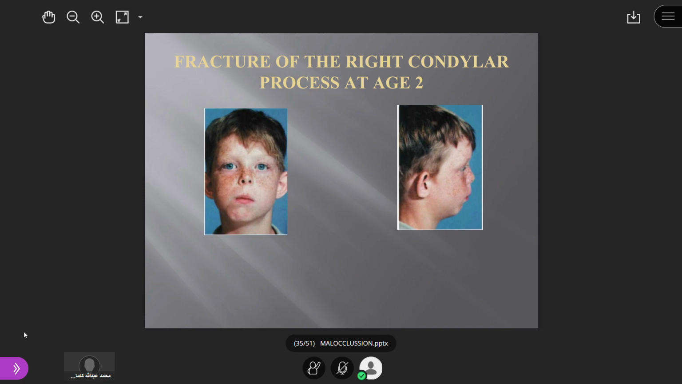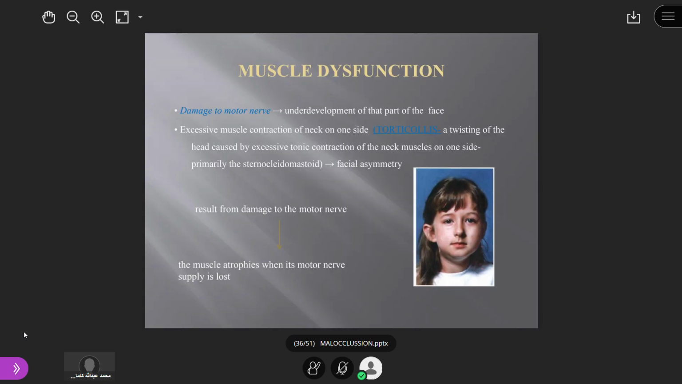See, if you can see here, the fracture of the right condylar process at age 2, which resulted in facial asymmetry because one side is growing properly and the affected side is not growing. So the growth is restricted on one side. Then these defects could be a result of muscular dysfunctions, right?